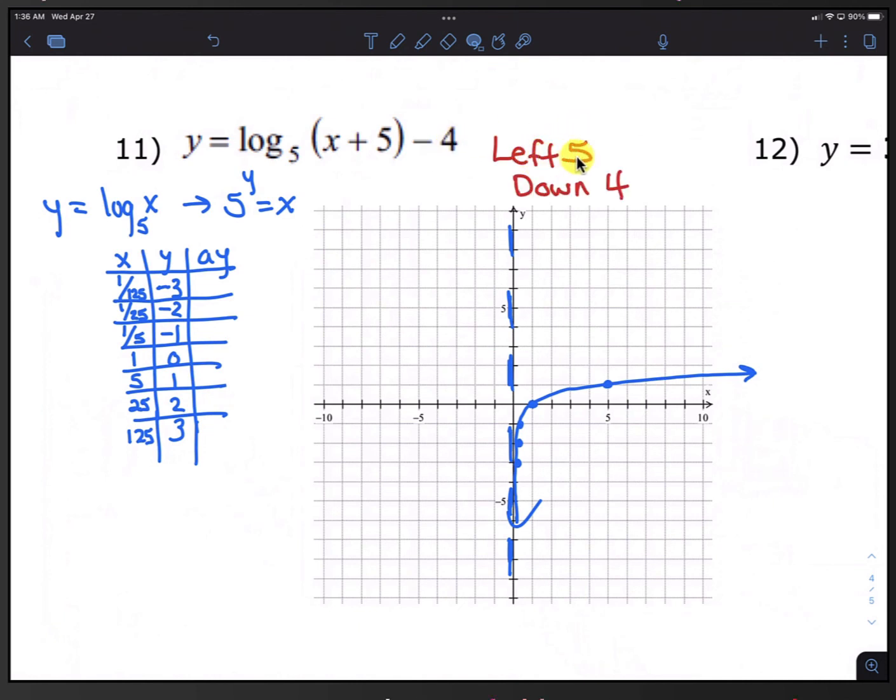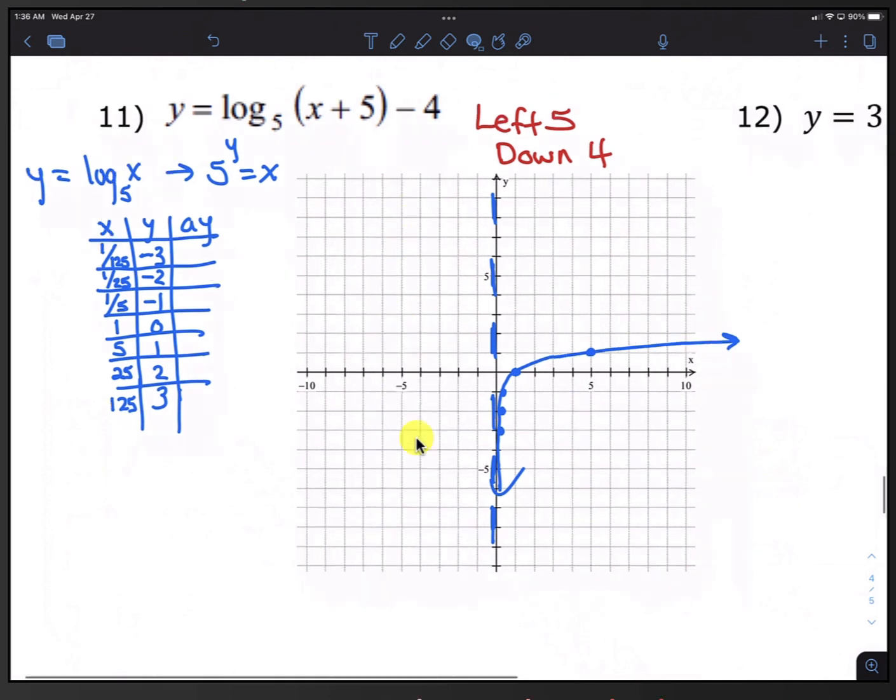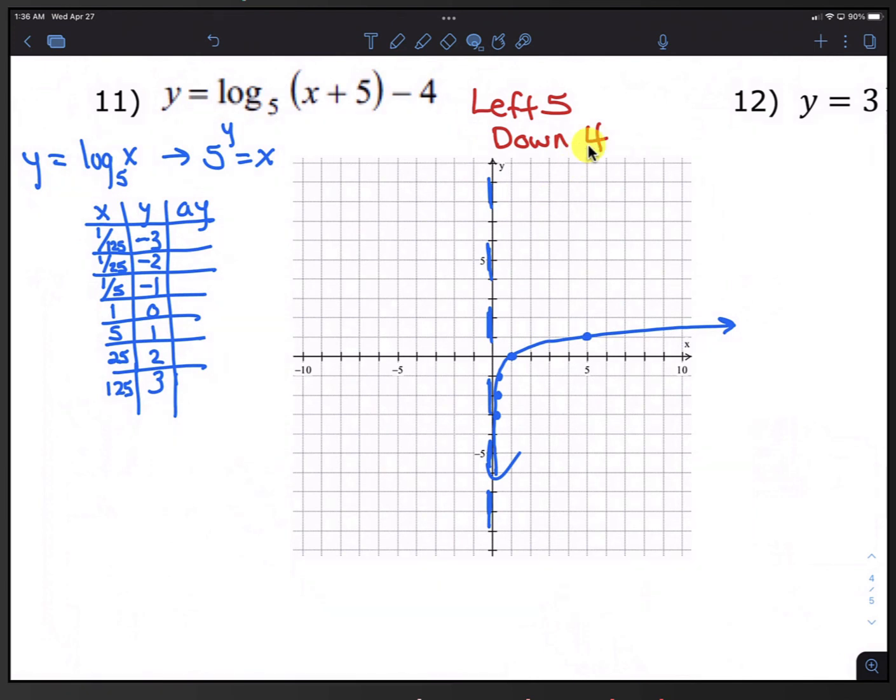So it's left 5 and down 4. So when we move to the left 5, the vertical asymptote will now be at negative 5. And then we'll also move everything down 4. So the resulting graph looks like this. All right, so that red curve is your final graph.